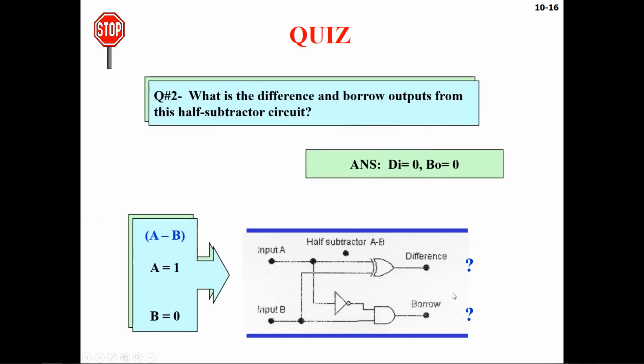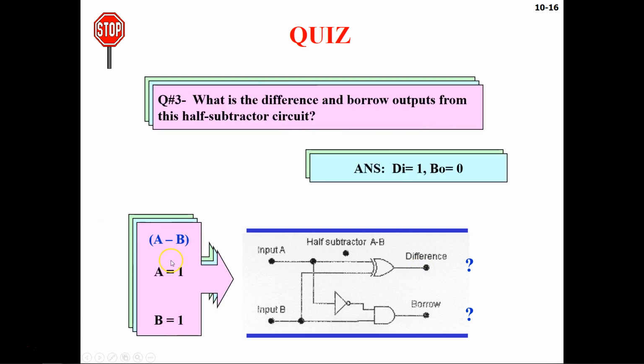Now if you have A equals 1 and B equals 0, then what will happen? When you have A equals 1 going in here and B equals 0, in this case the difference is going to be 1 and the borrow is going to be 0. You have to keep in mind this sign. Here A is 1, which is greater, so that's why you have difference 1 and borrow 0. Now if A and B are both 1, then definitely the difference is going to be 0 and there will be no borrow.